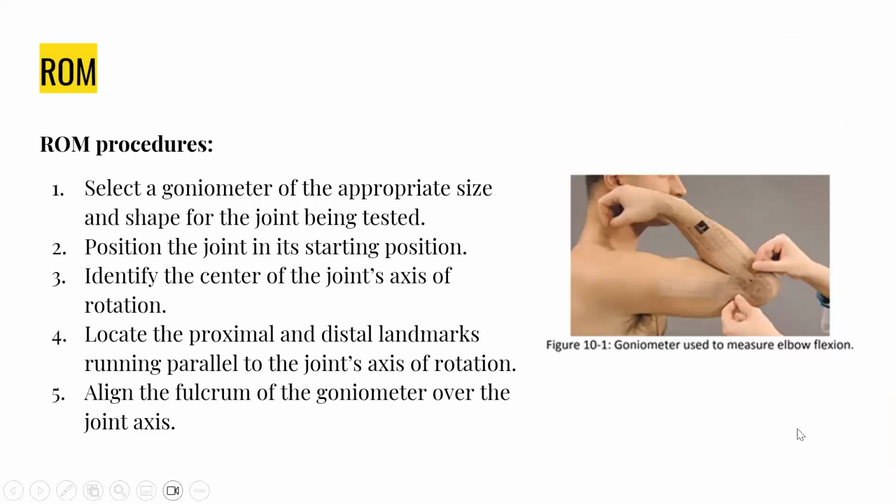For ranges of motion, you're going to be using a goniometer, and you're going to be positioning it at the joint in its starting position, and you're going to identify the center of the joint's axis of rotation. Then you're going to locate the proximal and distal landmarks running parallel to the joint's axis of rotation, and you're going to align the fulcrum of the goniometer over the joint axis.